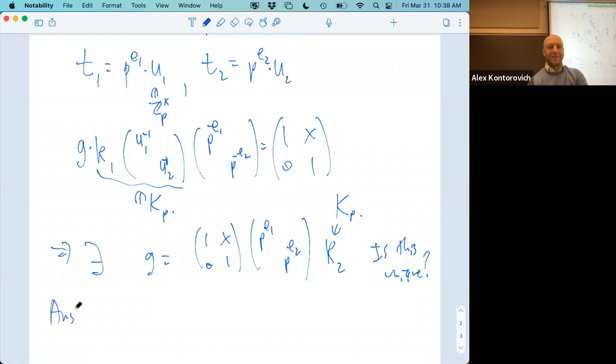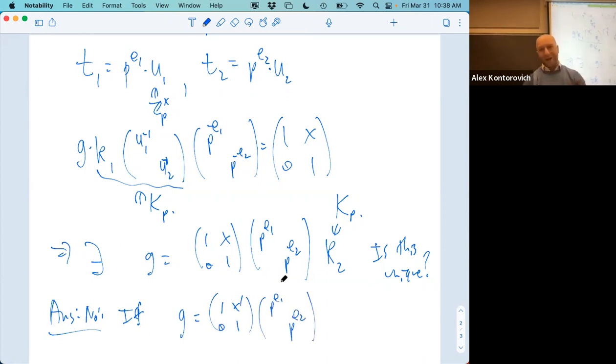If I have two different representations of G, if G is also equal to 1 x' 0 1, P to the E1', P to the E2'. Now, E1 and E2, let me put primes here, and in a second we'll prove that they actually must have been the same. Times an element of K, I'm going to call this K prime. Let me just write K here, and this is K prime. So we've expressed G as a product like this.